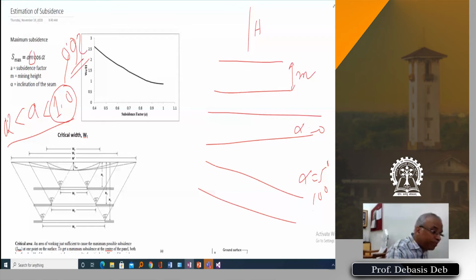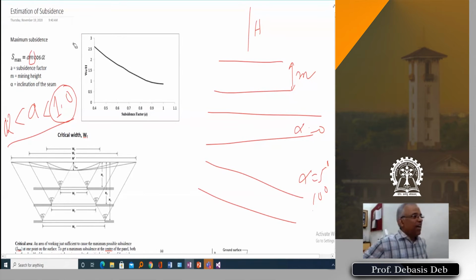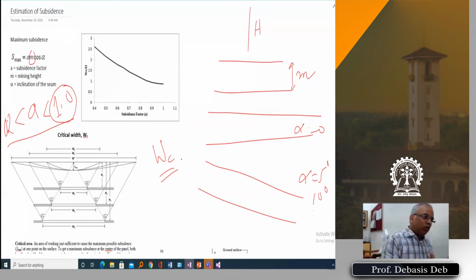Now, there are 2-3 different methods of calculating this subsidence factor. I'm just giving you a chart here by which we can find the subsidence factor, provided we know a parameter called WC. And I'm going to tell you what is WC. This is the critical width of the panel. That means at what width the subsidence becomes critical. So there is subcritical, it goes to critical, then supercritical. So WC is the width at which it becomes critical.